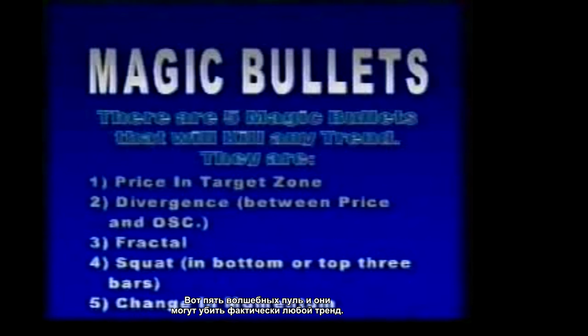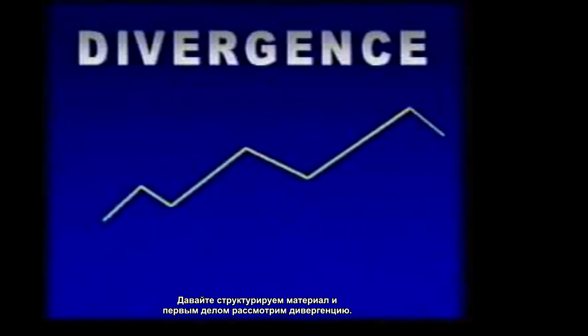The 5 magic bullets are these, and these will kill most any trend. The first magic bullet, and there's no particular order, they all have to be there, is price in the target zone. The second one is a divergence between the price and the oscillator. The third is a fractal. All trends will end in a fractal, and all fractals will have a squat in one of the top or bottom 3 bars. And then we want a change in momentum. Let's break that down, and let's first of all look at divergence.